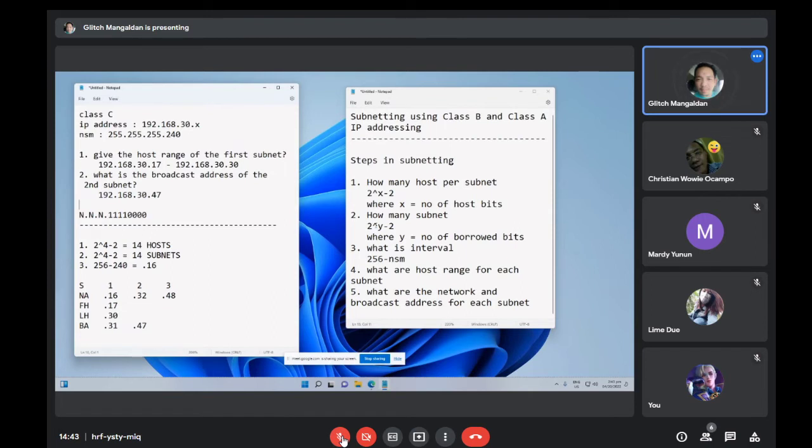Wala. Magtanong na kayo kung hindi nyo naiintindihan, dahil pagdating natin kay Class B at saka Class A, mas malaki yung kailangan nating learning. Dapat kabisado natin si Class C before we go to Class A.